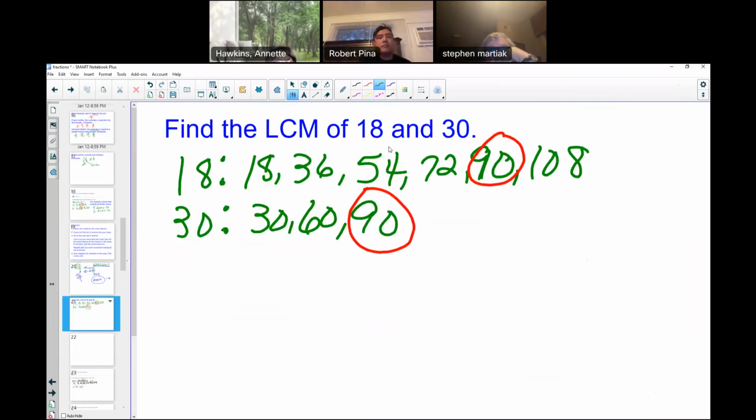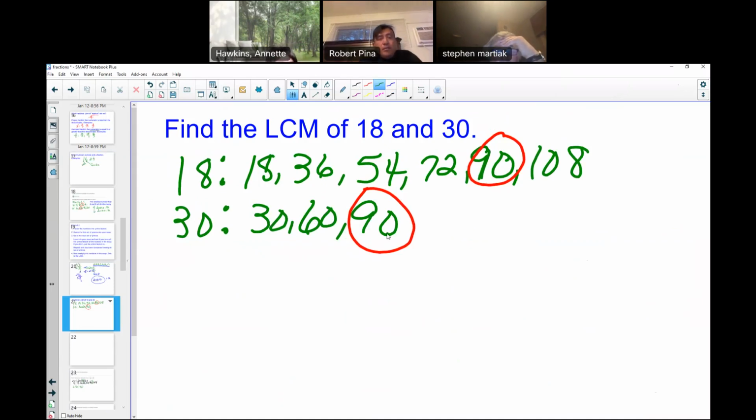All right, let's find the least common multiple of 18 and 30. Now, you might like the multiple way better, it's faster, and that's fine. So these are the multiples of 18. How did I get this? I take 18 and keep adding 18 to it. 18 plus 18 is 36. 36 plus 18 is 54. 54 plus 18 is 72. 72 plus 18 is 90. 90 plus 18 is 108. 30. 30 plus 30 is 60. 60 plus 30 is 90. I see then that 90 would be my LCM.